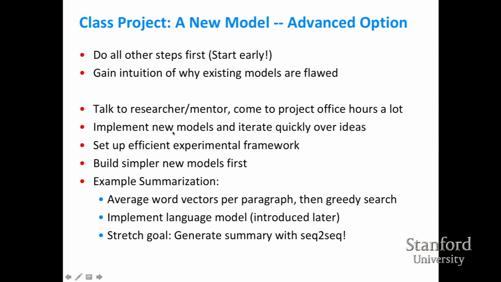And again, you want to start with simple models and then go to more and more complex ones. So for instance, in summarization, you might start with something super simple, like you just average all your word vectors in a paragraph and then do a greedy search, generating one word at a time, or even greedily searching for just snippets from the existing article in Wikipedia and just copying certain snippets over. And then, a stretch goal, something more advanced, would be to actually generate that whole summary.